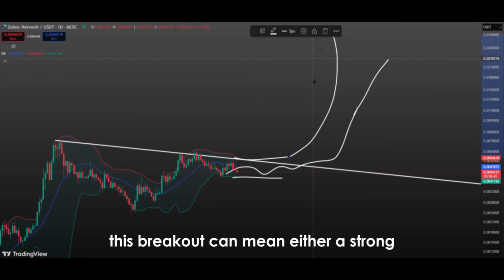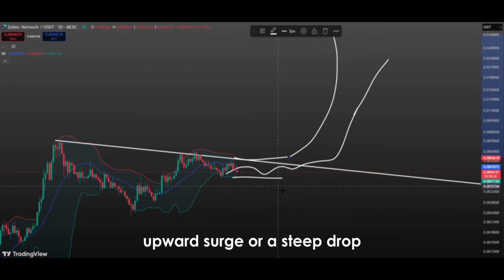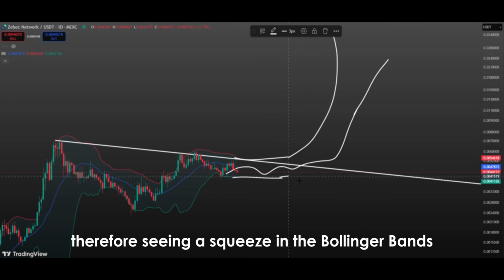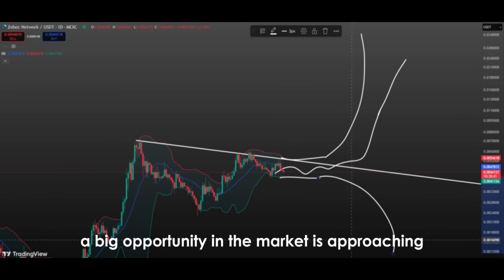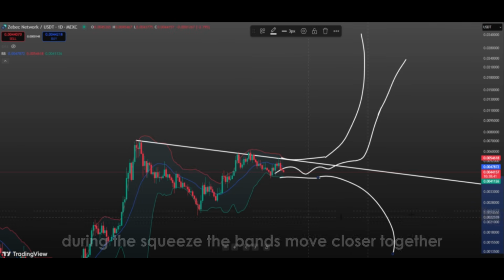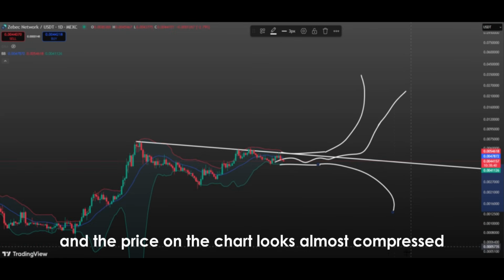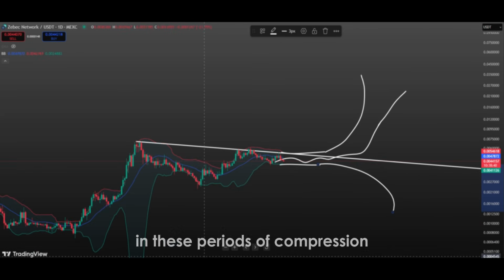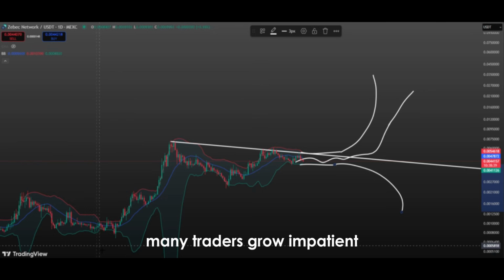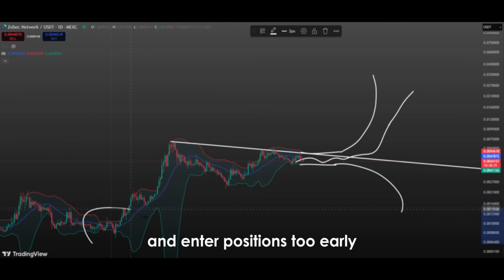This breakout can mean either a strong upward surge or a steep drop. Therefore, seeing a squeeze in the Bollinger Bands actually signals that a big opportunity in the market is approaching. During the squeeze, the bands move closer together and the price on the chart looks almost compressed. In these periods of compression, many traders grow impatient and enter positions too early.